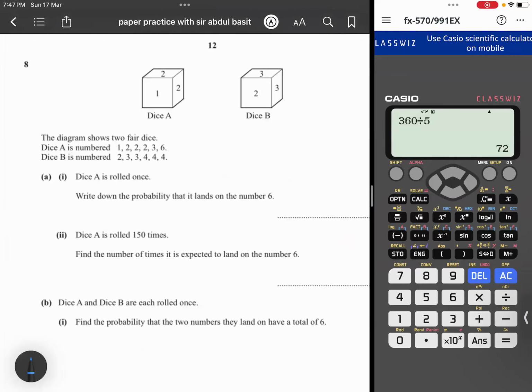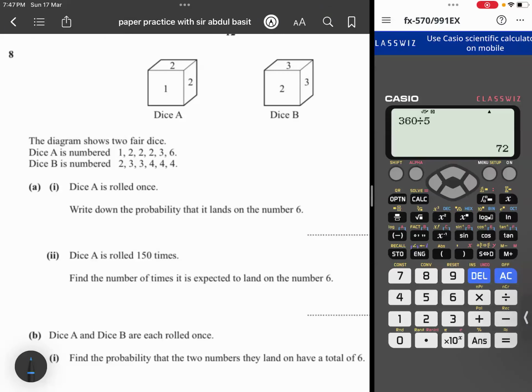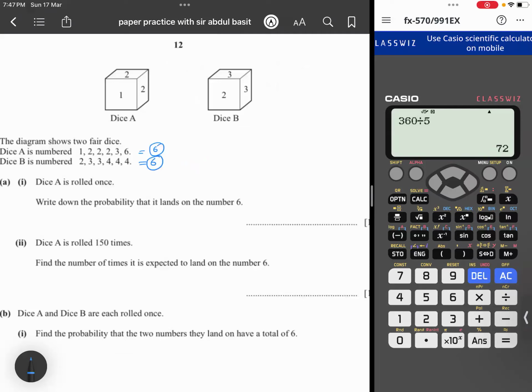But case of dice. The diagram shows two fair dice, 1, 2, 2, 2, 3, 6, and 2, 3, 3, 3, 4, 4, 4. So a dice A is rolled. First of all, we have to look at the dice. There are total 6 scores here as well. Dice A is rolled once and write down the probability that it lands on number 6. So beta, there are total 6 scores in dice A. And how many sixes are there? It is only one.